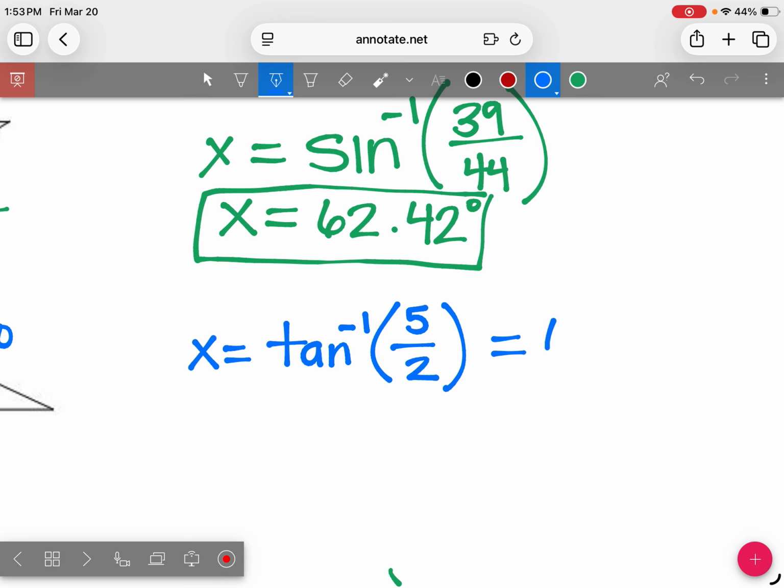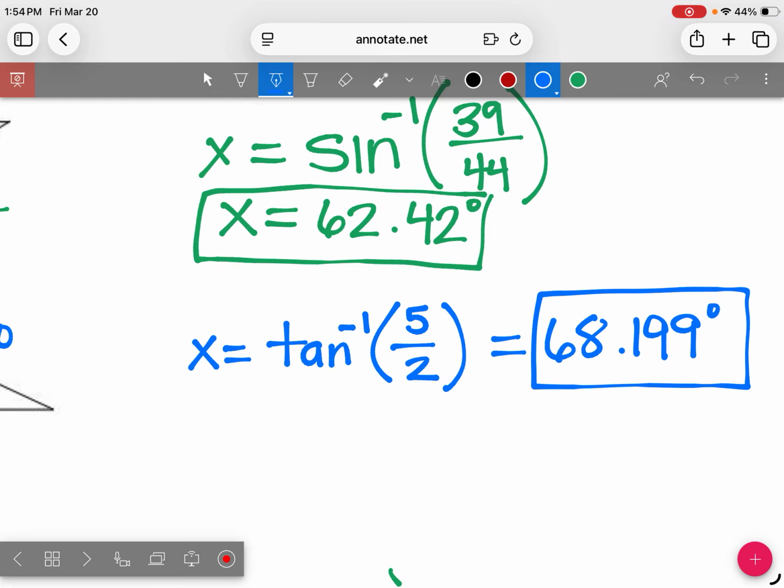So I get 68.19. Is that going to be an 8 or a 9 next? No, 9. What's after the 8? 5. So that's going to round the 8 up to a 9.